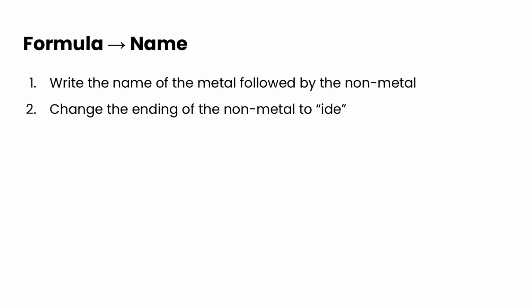Now, how do we go back if we're given a formula and come up with a name? It's actually easier. So what we're going to do is take the formula. We're going to find the name of the metal. We're going to write that first, and then we're going to follow that with the non-metal's name second, and then we're going to change the ending of the nonmetal to -ide. Let's take a look at some examples then.